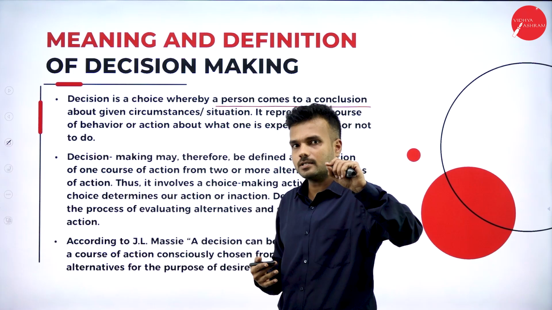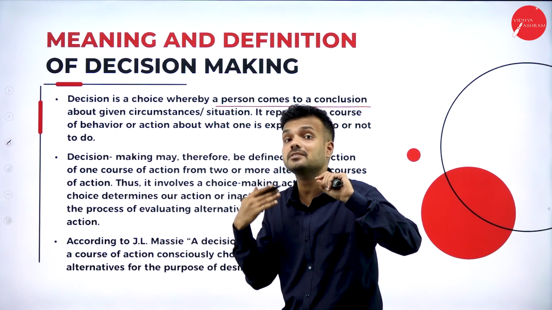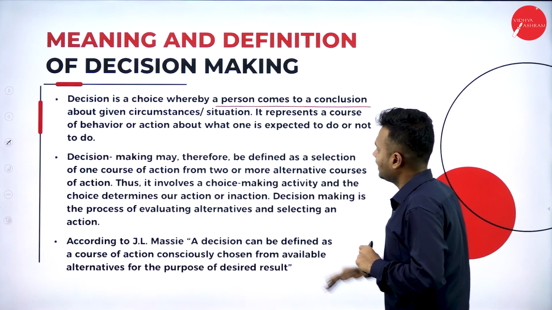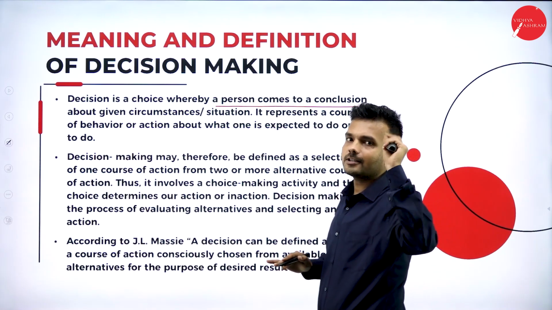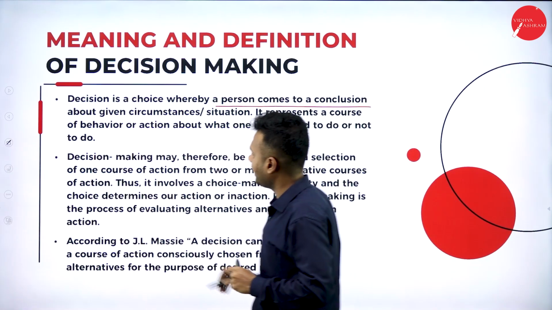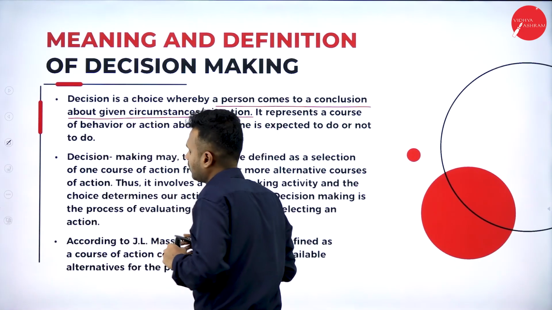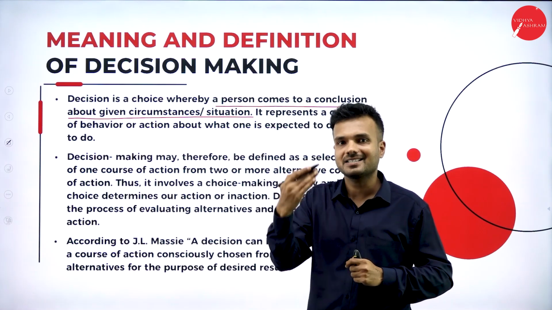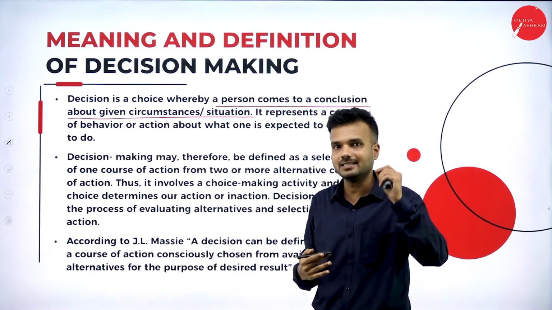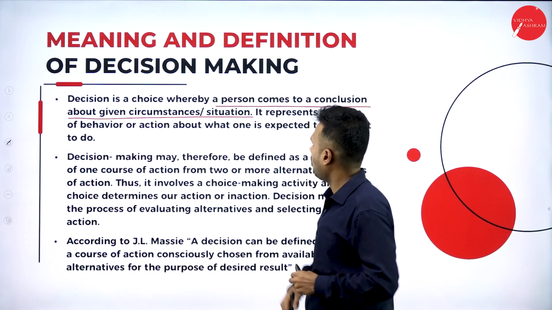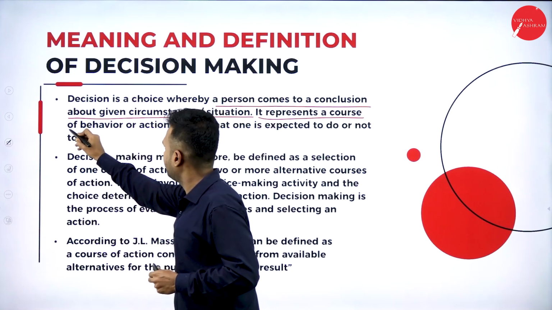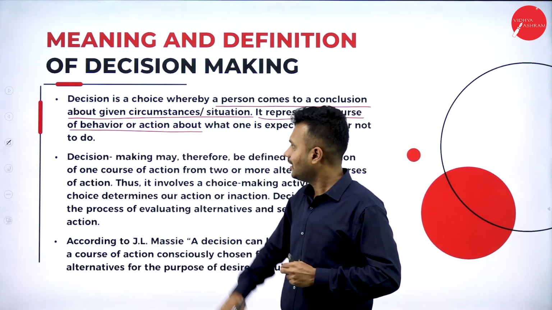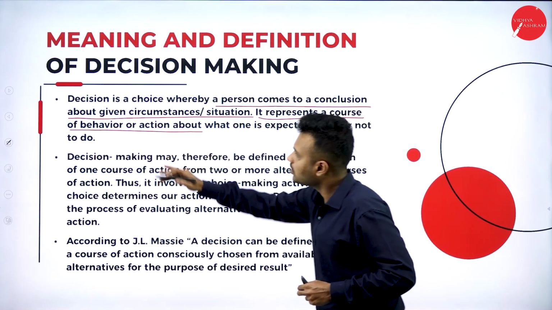As we know, at the end of the planning process, the planning gives the end result, that is nothing but the decision. In the same way, this is a process that gives the conclusion for a problem in given circumstances and situations. All decisions depend upon circumstances and situations. Based on them, we are supposed to take the right decision at the right time in an organization. It also represents the course of behavior or action about what one is expected to do or not to do.